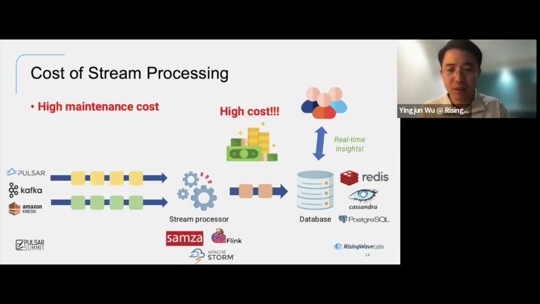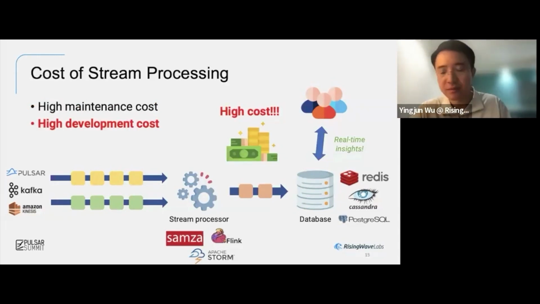So that means if you want to do stream processing, you have to have both the stream processor and the database system. It can be pretty costly, right? Even if you say, okay, I do not maintain a system, I purchase from cloud vendors, you still have to purchase 2 different systems, which can be quite expensive. And the number 2 is the development cost.